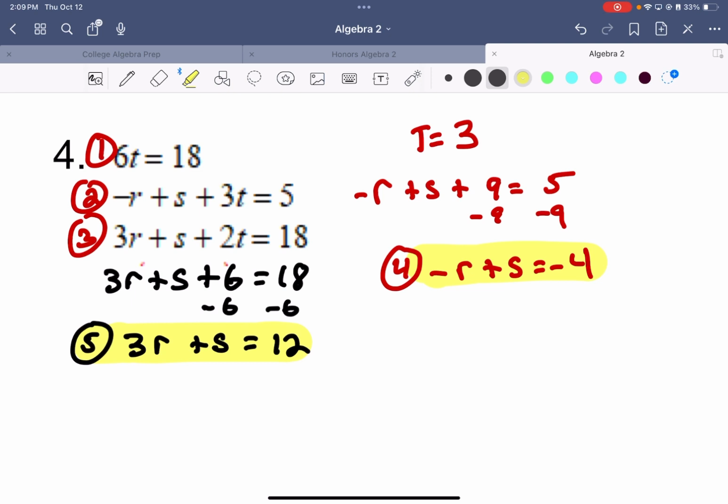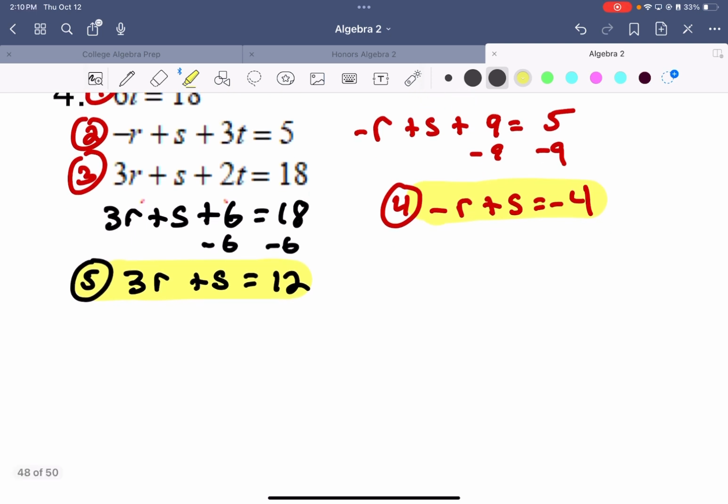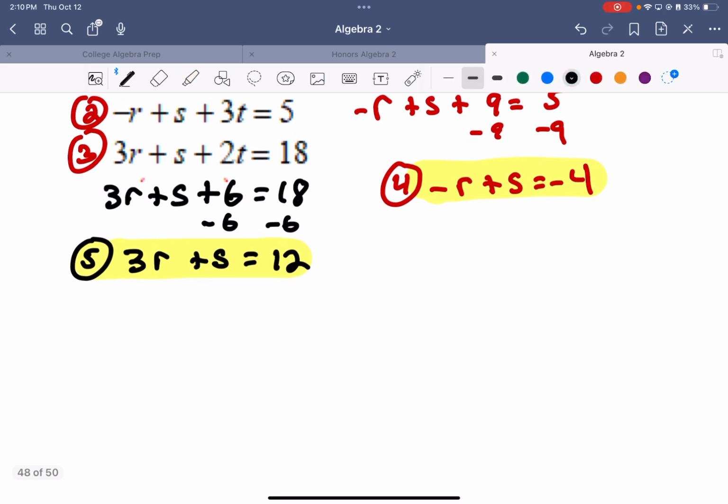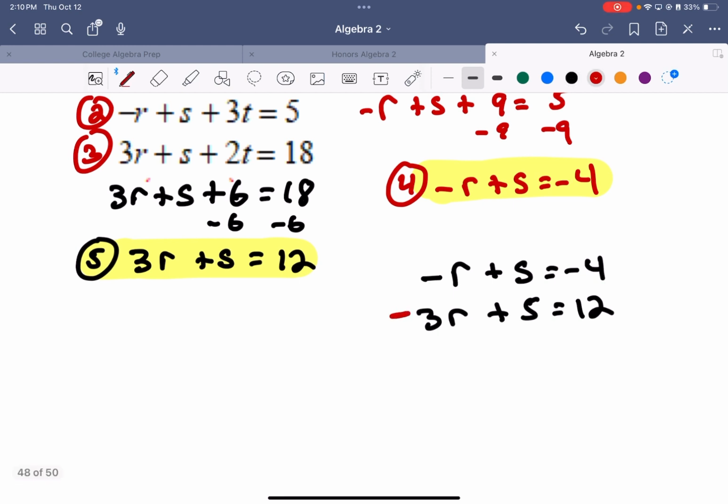And now notice 4 and 5 are both 2 by 2s. Either of them is solved for r, either of them is solved for s. I like to do elimination. So I'm just going to put them on top of each other, and then 3r plus s is equal to 12. Am I going to add them or subtract them? If I add them, does anything go away? No. But if I subtract them, something does, right? So when we talked about subtraction, we said just change the sign of everything. So all of those are going to be minuses now.